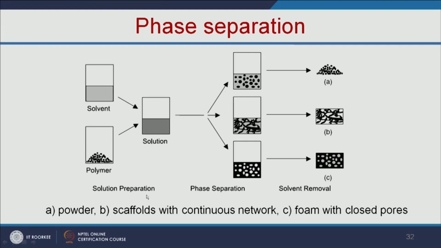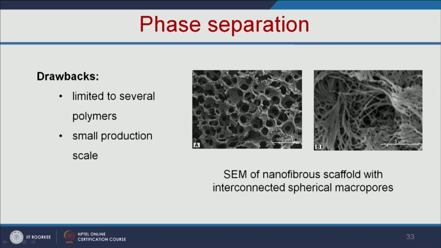So this is phase separation. The solvent and polymer are mixed to form the solution, and with respect to temperature we can separate the phase, and you can get different porous and fibrous scaffolds. The drawbacks here are that it is limited to only several polymers and it is only a small production scale. You can see here a scanning electron microscope picture of a nanofibrous scaffold with spherical macropores.